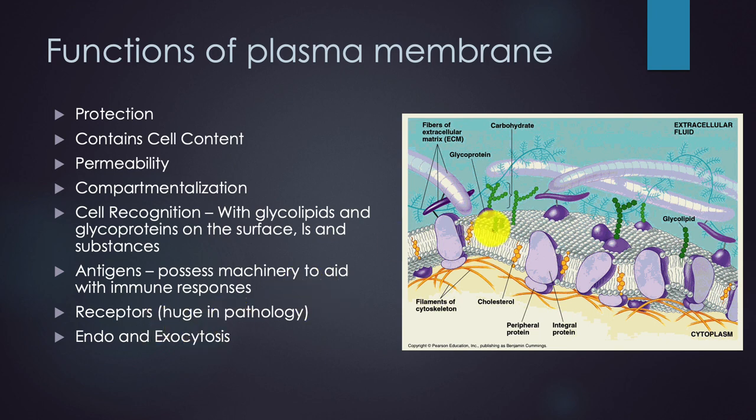And also, the membrane is important for major processes such as endocytosis and exocytosis, which is what we are going to talk about next. And we're just going to focus more on the endocytosis over the exocytosis. So let's get on to this next slide here.